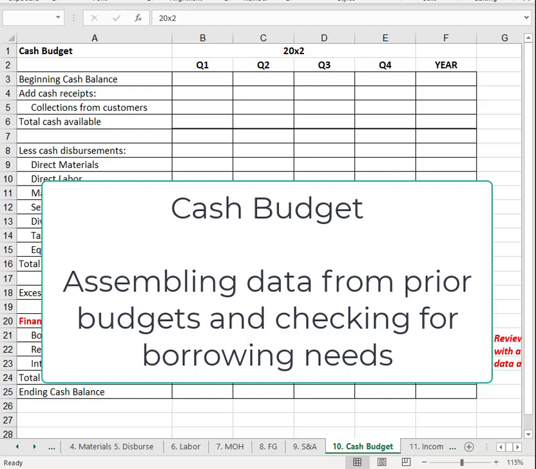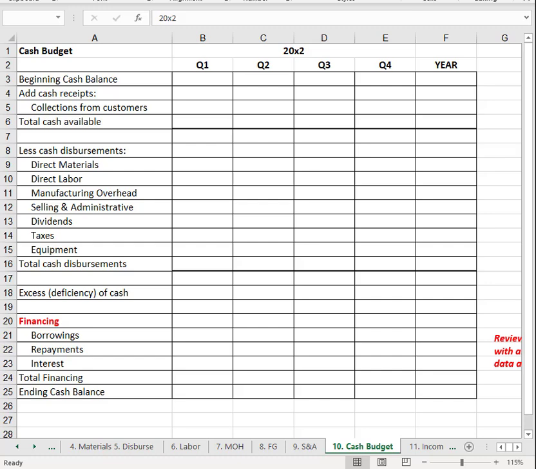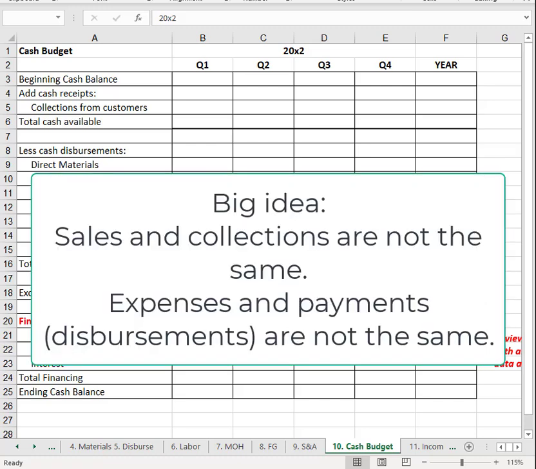Hello everybody. We're going to work on the cash budget. The cash budget is going to pull from the data we've already computed. So we had sales and then we collected some, and the cash collected goes in the cash budget. We had some expenses, some of which were paid.